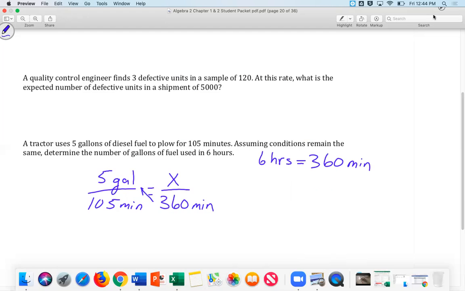So I'm going to do 5 times 360. I'm going to get 1,800 equals 105x. Divide by 105. And I'm going to get approximately 17.14 gallons.